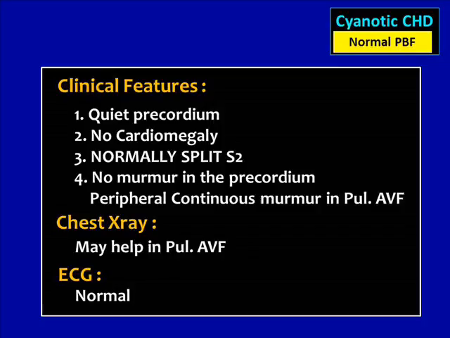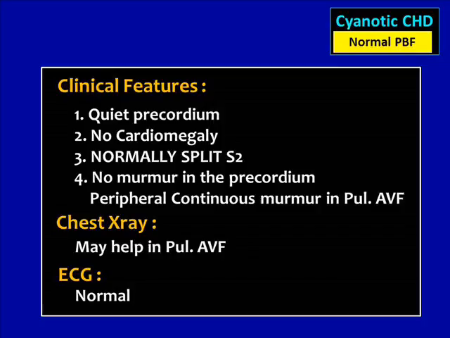In LSVC to LA, cyanosis is understandable because the deoxygenated blood in the left SVC, instead of reaching the right atrium and entering pulmonary circulation for oxygenation, now abnormally drains directly into the left atrium and produces cyanosis.